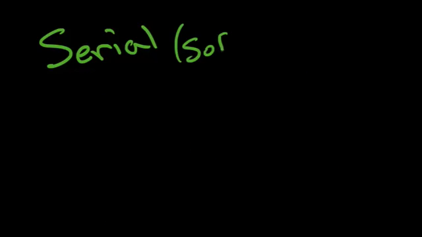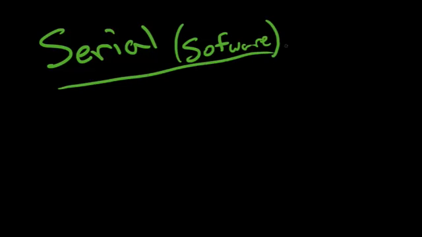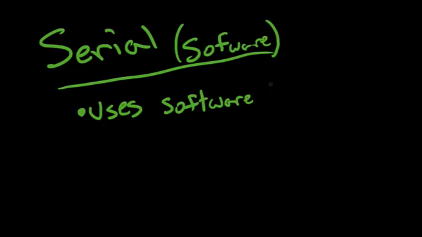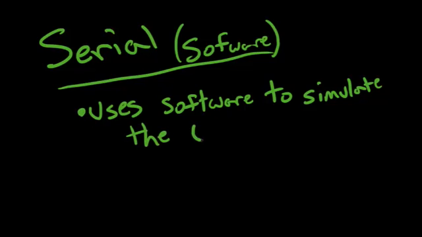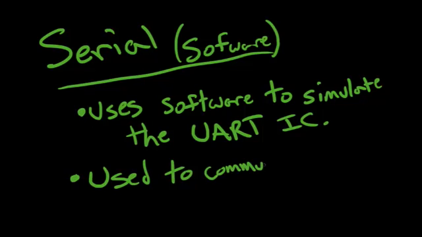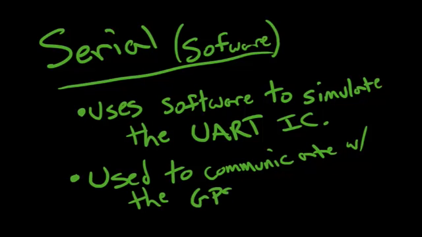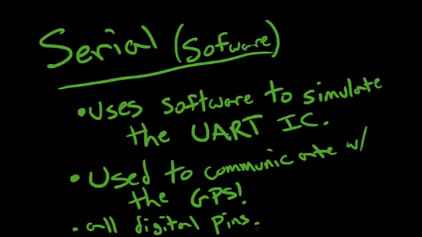Okay, so now let's go ahead and look at serial software. Alright, so this is going to use software to simulate what the UART does for the hardware version. So now we're using software instead. And this is what we're going to use to communicate with the GPS shield in the previous lesson. And with that, we can use all digital pins.